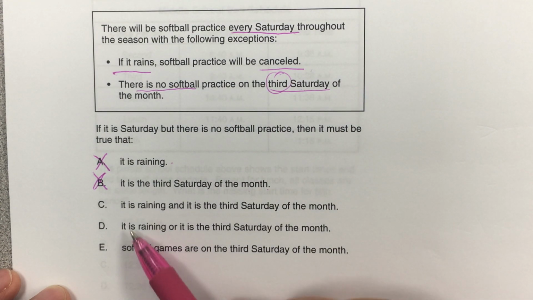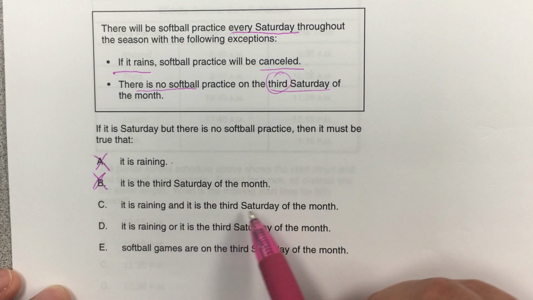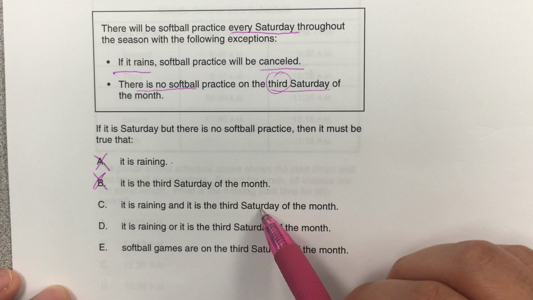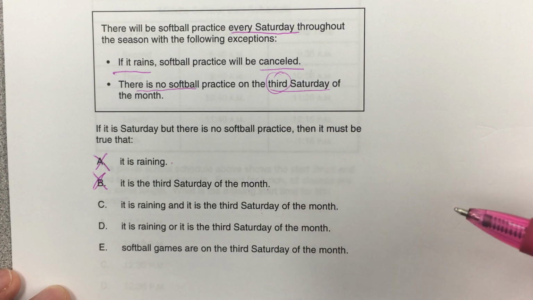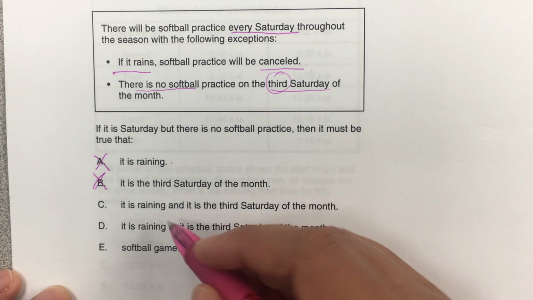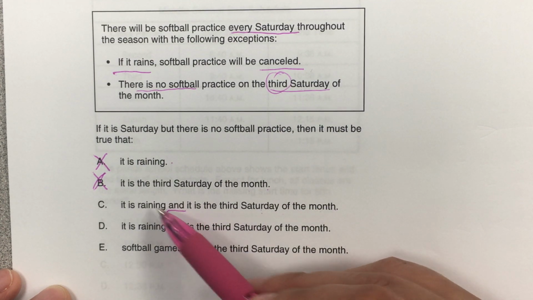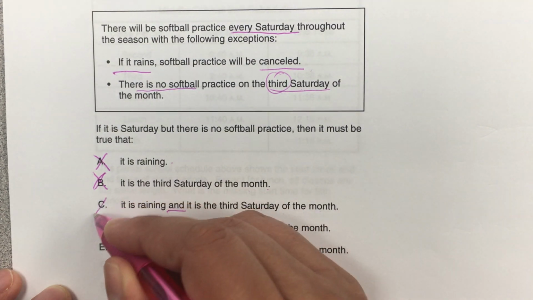Letter C says it is raining and it is the third Saturday of the month. Again, having both being the circumstance doesn't mean that that's the answer. Just the word "and" doesn't make sense, and we don't know that both are happening, okay?